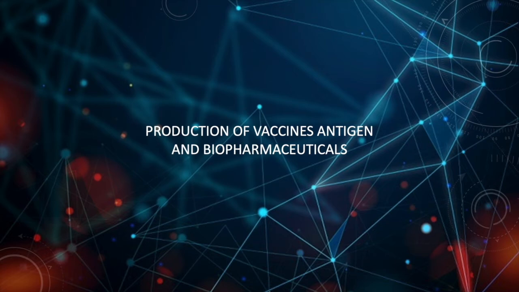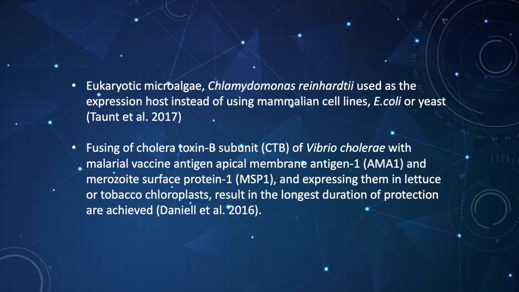Recent work has shown the potential of using a eukaryotic microalga, Chlamydomonas reinhardtii, as the expression host instead of mammalian cell lines, E. coli or yeast. The chloroplasts of these microalgae are chosen as they have stable expression and already have GRAS, or generally recognized as safe, status. So using microalgae as a platform for a simple, low-cost formulation is a very good choice.